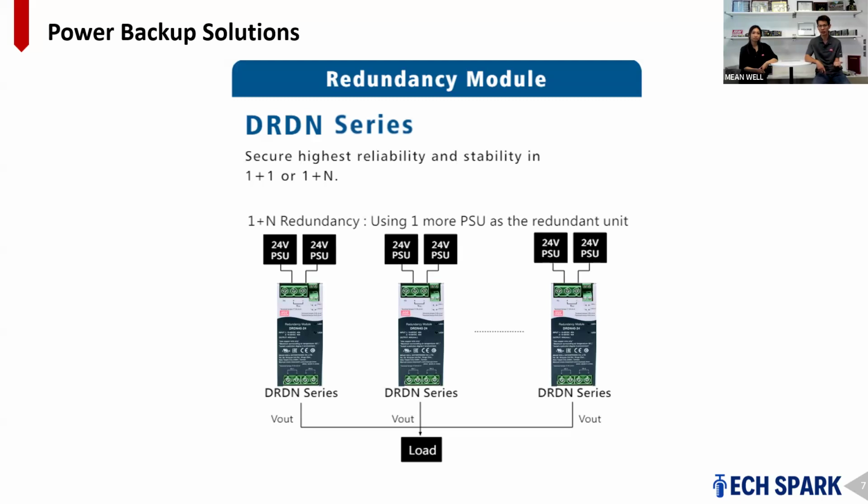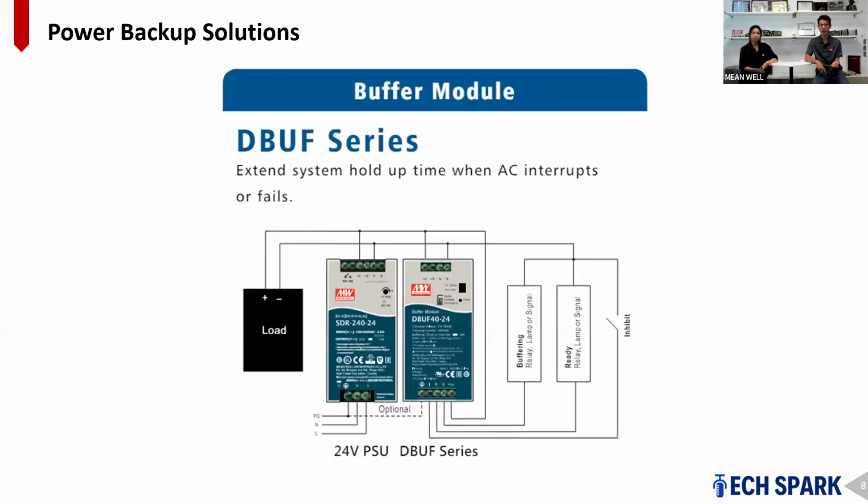And besides the redundancies, we also have another solution, the buffer module. The DBUF series utilizes maintenance-free electrolytic capacitors to store the energy, eliminating the need for periodic replacement as compared to the costlier battery, which also has a shorter functional lifespan. And a typical application example of this would be a CNC machine.